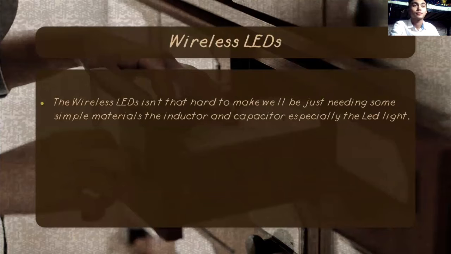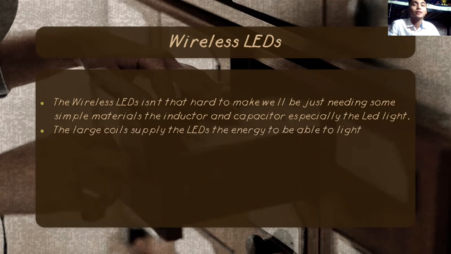So the wireless LED isn't that hard to make. We'll just need some simple materials: the inductor and capacitor, especially the LED light. From the video that we have seen, there are things under the LEDs, and there is a capacitor and the inductor. And it is the most important part of the wireless LEDs.